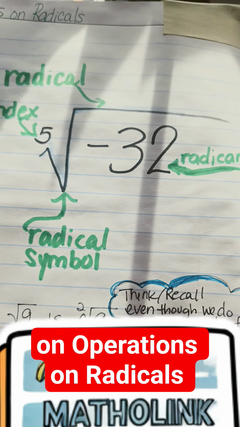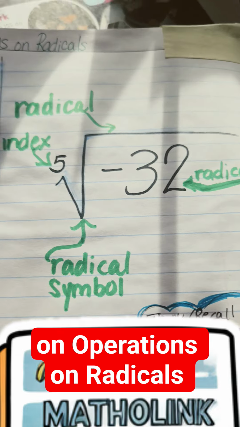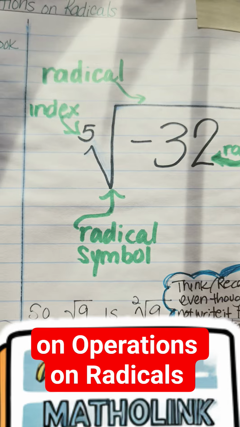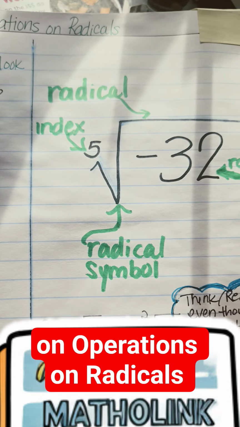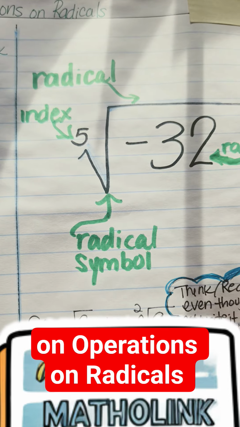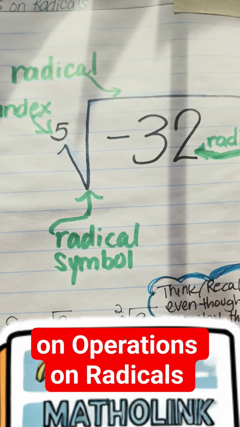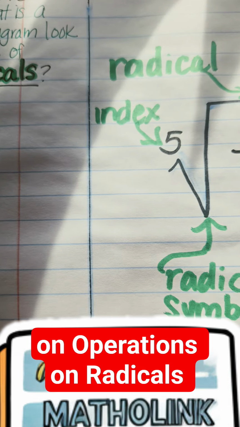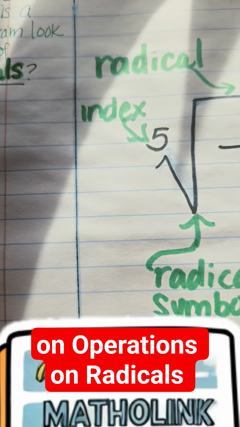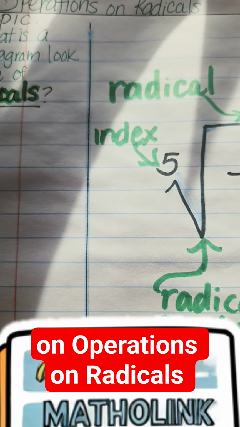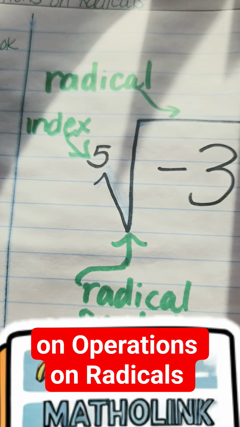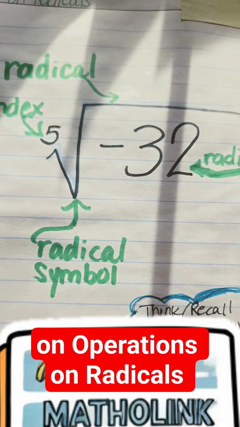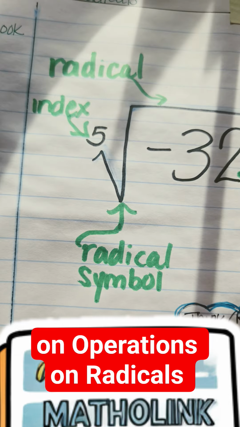What does a diagram of radicals look like? Well, we can see the picture right here. You see that there's a radical symbol. There's a little number on the outside right there. 5 is the index. On the top, you write the radical. Inside, you write the radicand. And the radicand in this case is -32.